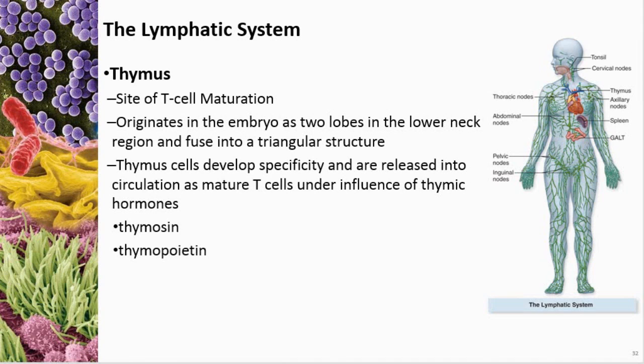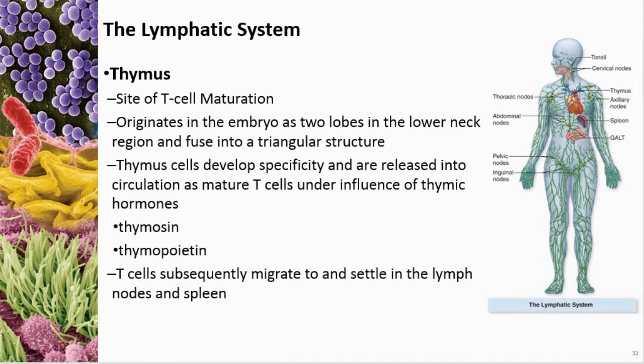Now, once these T cells are produced, they will migrate to other lymphatic tissues, such as the lymph nodes and the spleen, where they will stay and wait for these things called antigen presenting cells to come and bring them antigens from bad guys so that they can produce antibodies and other specific immunity.